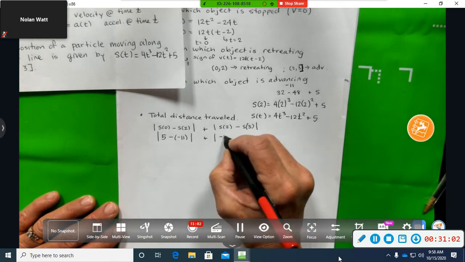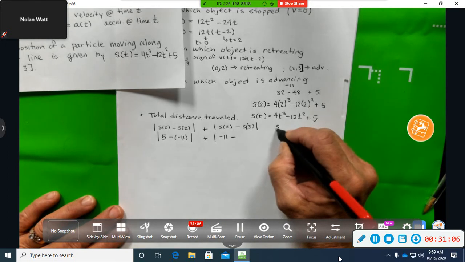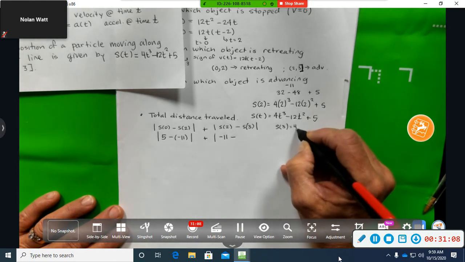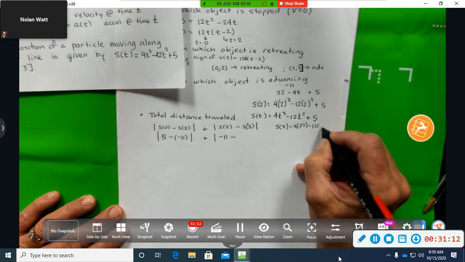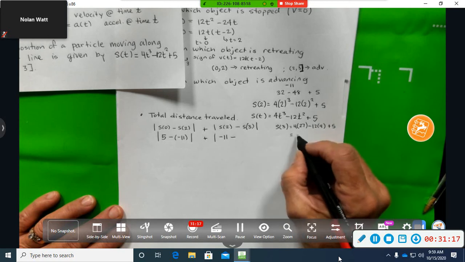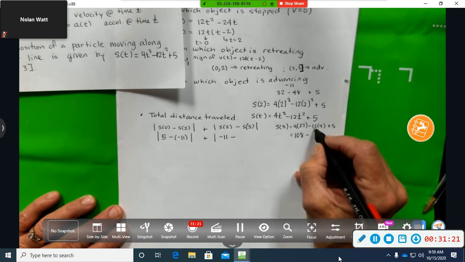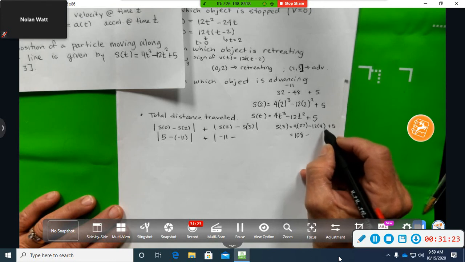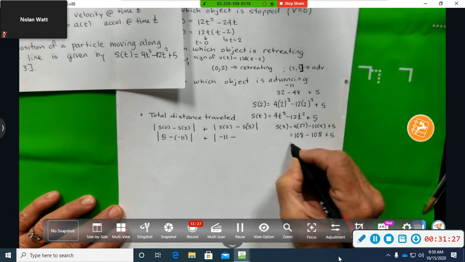Now I put that negative 11 here. And now let's find s of 3. S of 3 is 4 times 3 cubed, which is 27, minus 12 times 9 plus 5. 4 times 27 is 108. Let's see, 10 times 9 is 90, 2 times 9 is 18, so 9 times 12 is also 108. That means s of 3 is 5.